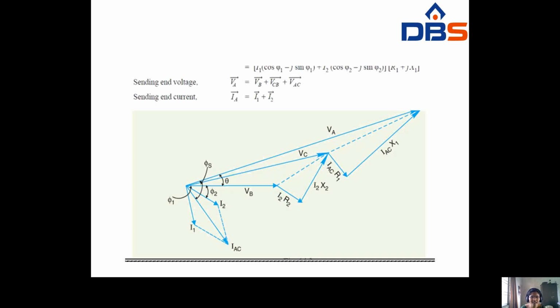Sending end voltage VA equals receiving end voltage VB bar plus the voltage drops, VC bar plus VAC bar. Sending end current IA bar equals I1 bar plus I2 bar. All of these are represented in a phasor diagram, which is not so important.